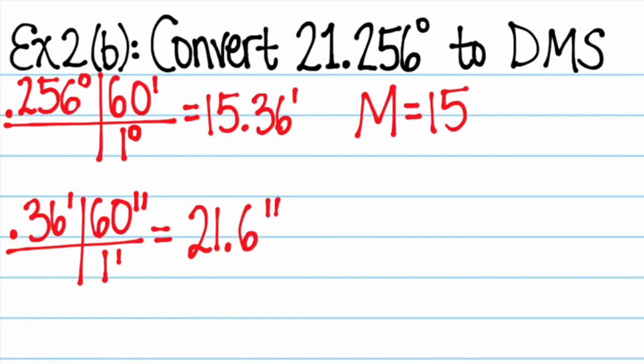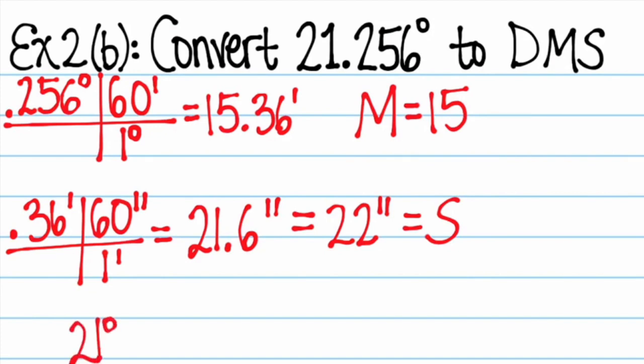seconds. Since seconds is the smallest unit of measure we're using right now, I'm going to round that to 22 seconds. So for our final answer, we will write that 21.256 degrees is equal to 21 degrees, 15 minutes, and 22 seconds.